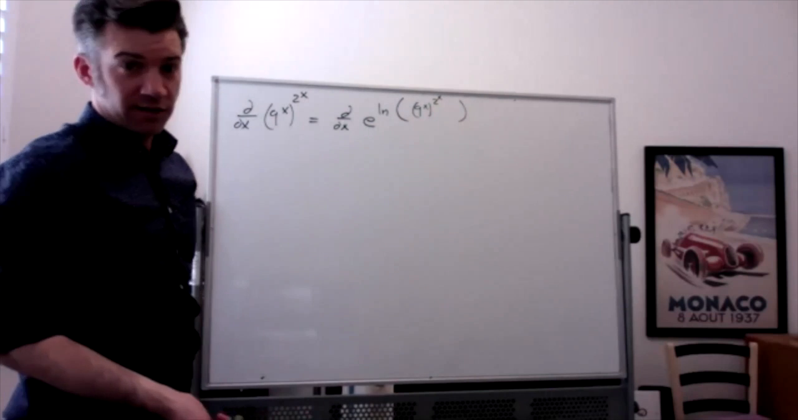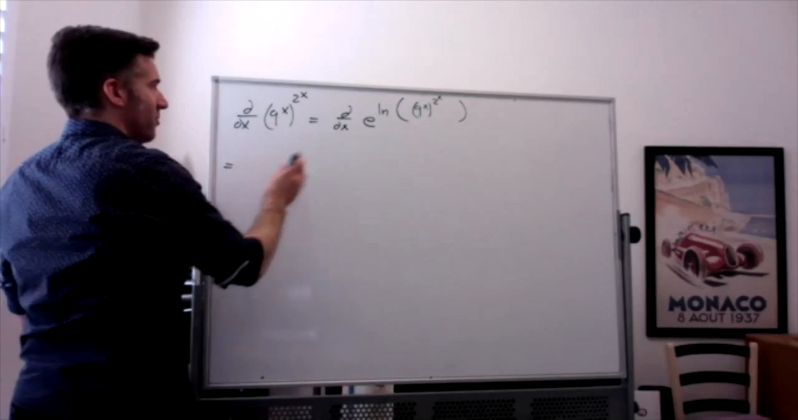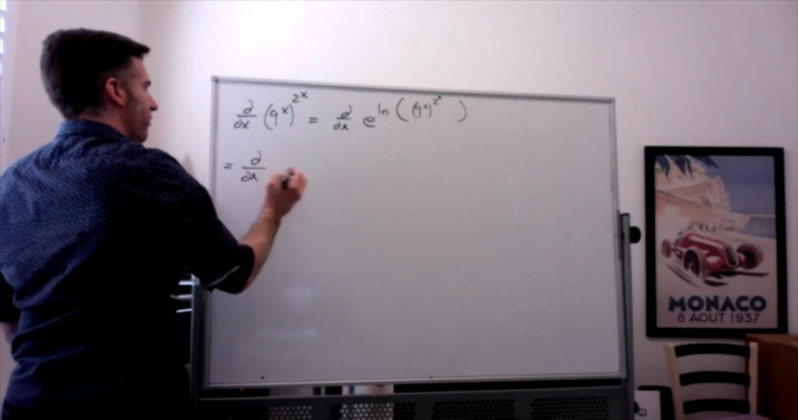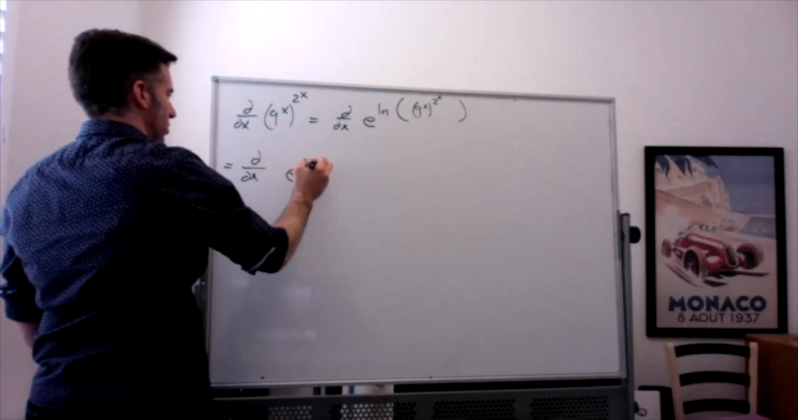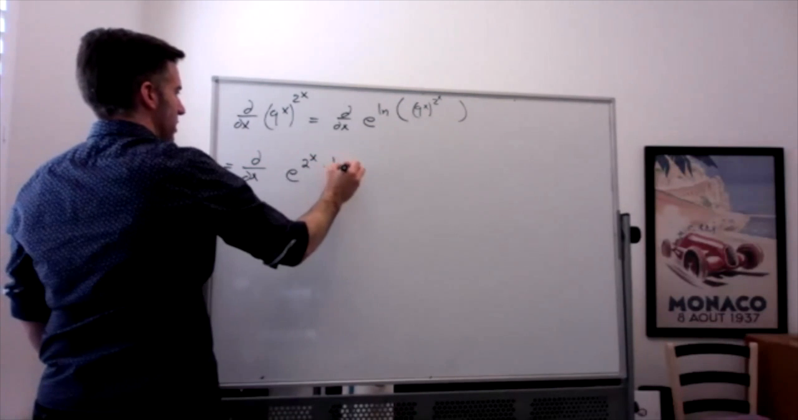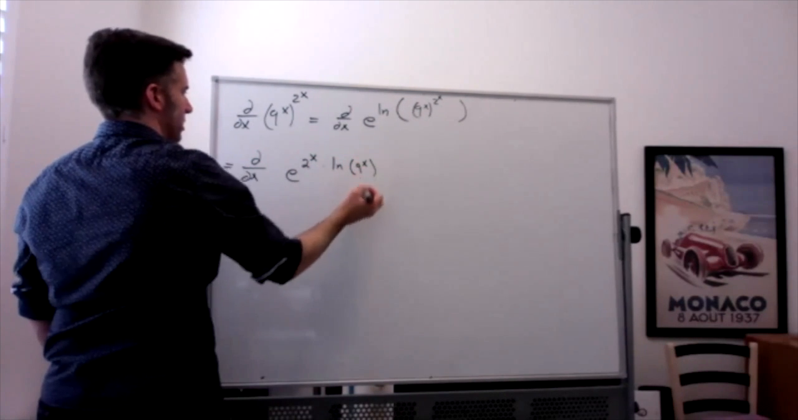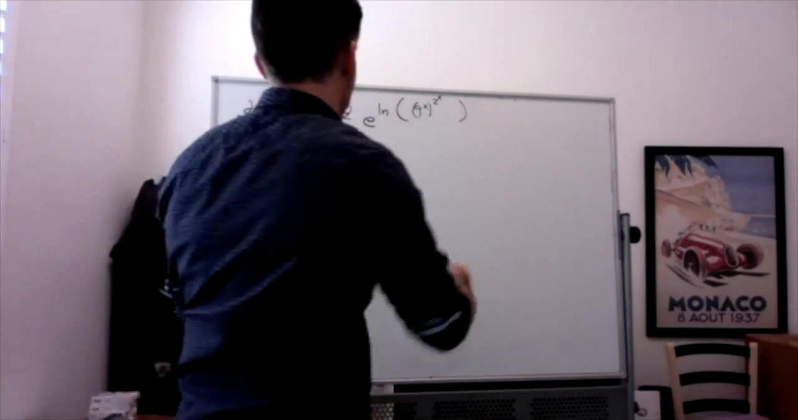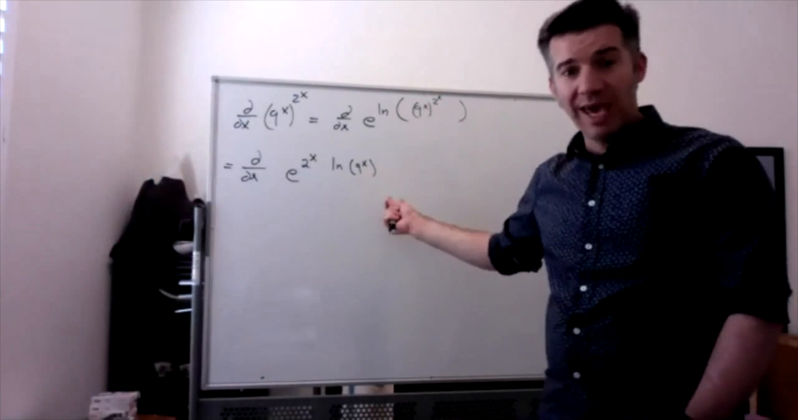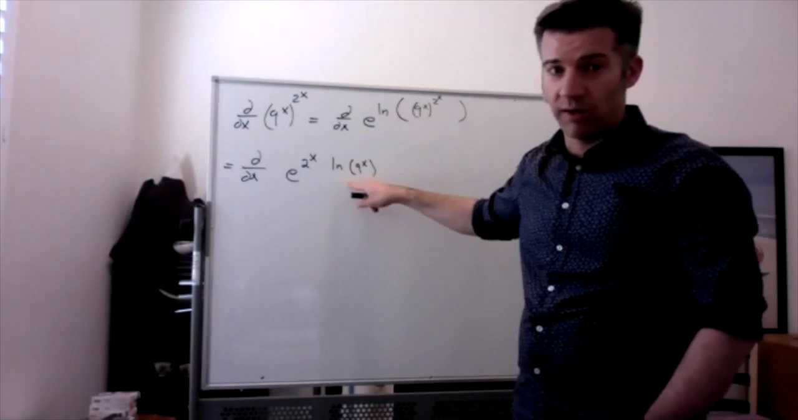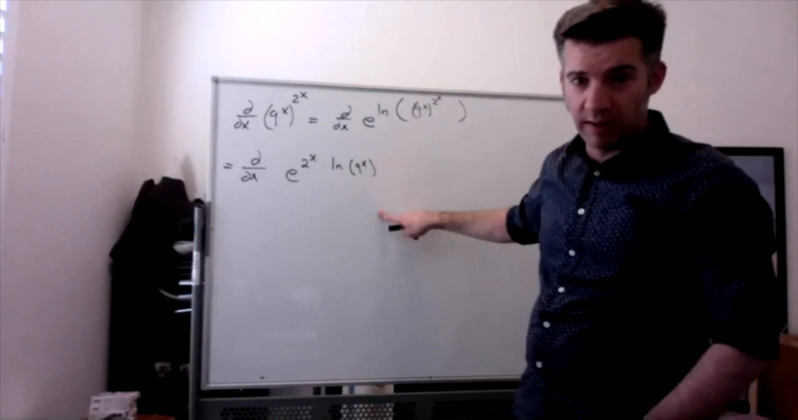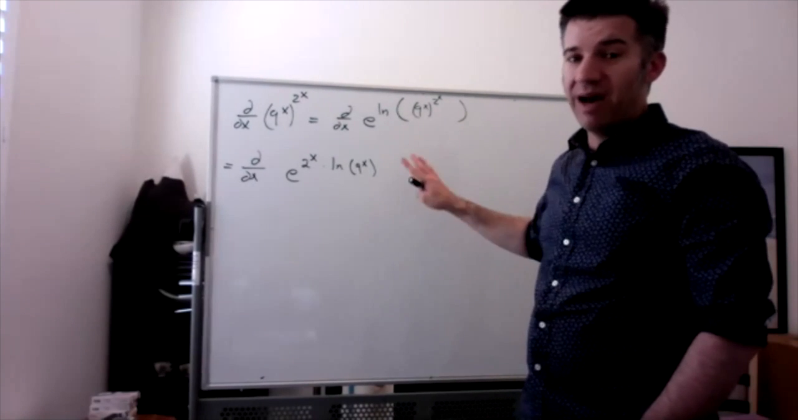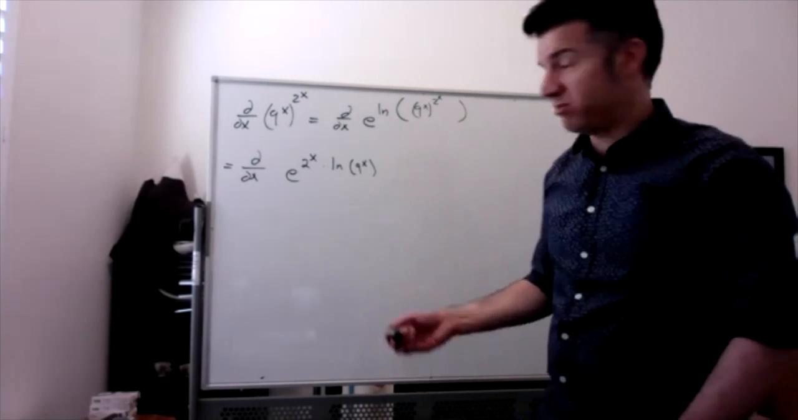Feels dumb already. So then we're going to bring down the 2 to the x. So it's going to be the derivative of e to the 2 to the x times the natural log of 9 to the x. And I will mention here, you technically don't have to bring down this x, right? We are capable of differentiating the natural log of 9 to the x. It'd be 1 over 9 to the x times the derivative of 9 to the x, which is 9 to the x times the natural log of 9.